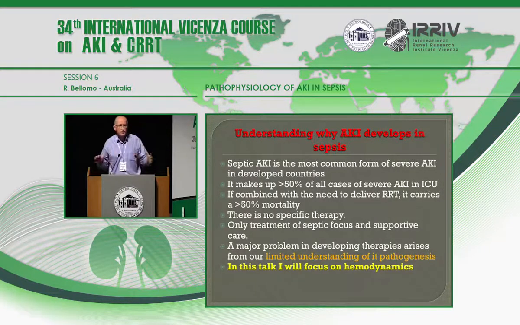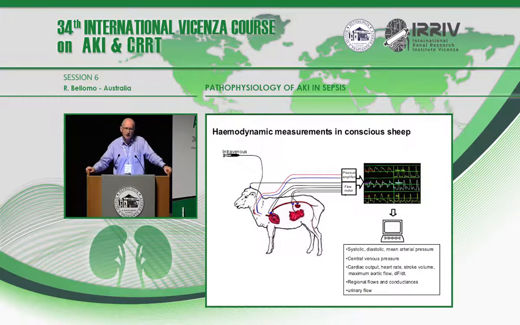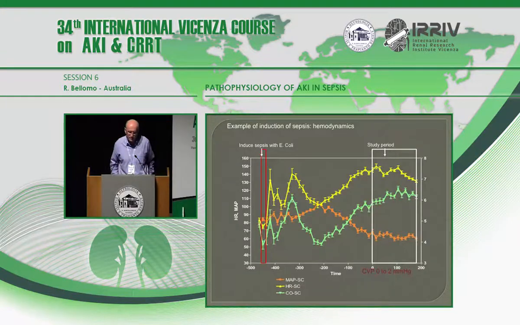So today I will talk about some of the hemodynamic aspects of septic acute kidney injury and what we believe we can understand about it. In order to study the hemodynamics of acute kidney injury in an invasive, highly sophisticated way, you cannot do studies in humans, and you have to create models of sepsis. We spent quite a lot of time over the last 20 years trying to develop a model of gram-negative bacteremia in a large animal that would enable us to measure all sorts of aspects of hemodynamics.